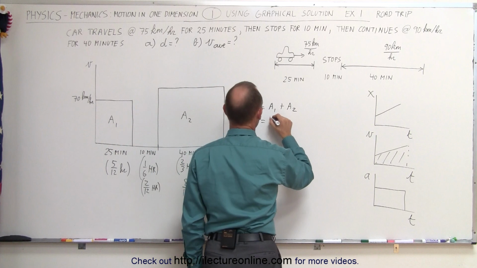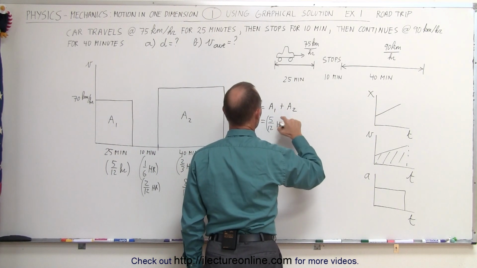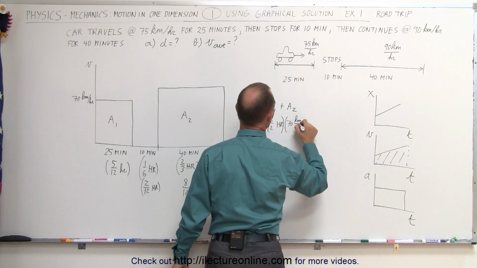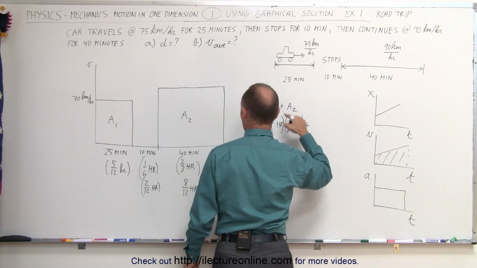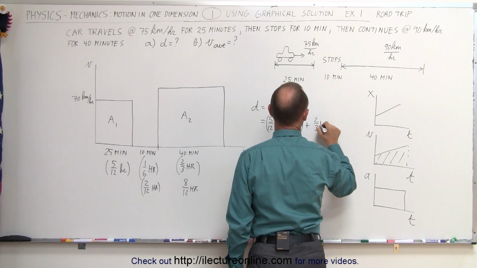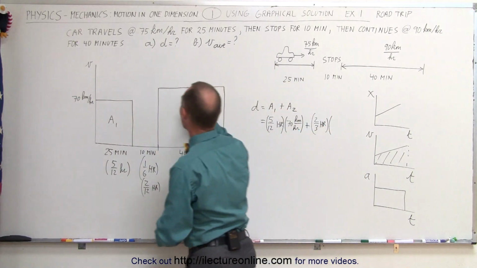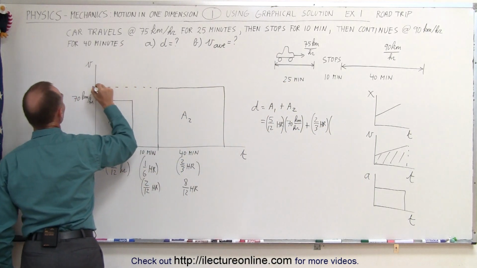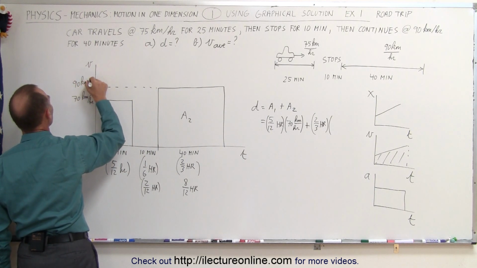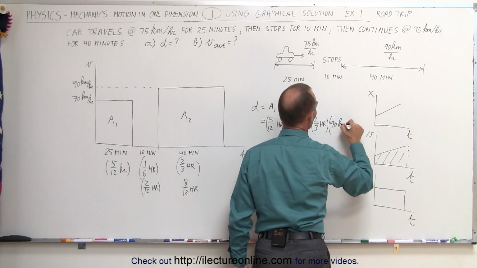So that would be 5/12 of an hour, like this, times 70 kilometers per hour, plus the area of the second rectangle, that would be equal to 2/3 of an hour multiplied by 90. Okay, I didn't write it on my graph here. I will do that. This would be 90 kilometers per hour for the height of the second rectangle. So multiply this times 90 kilometers per hour.